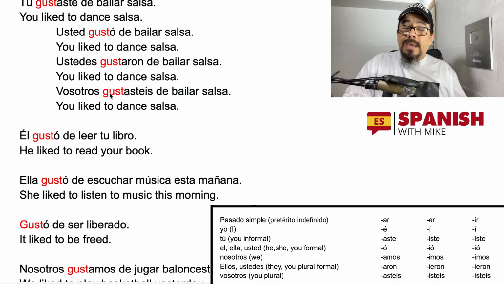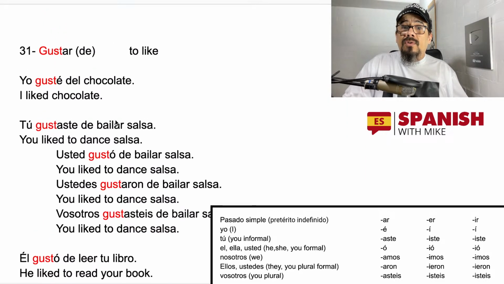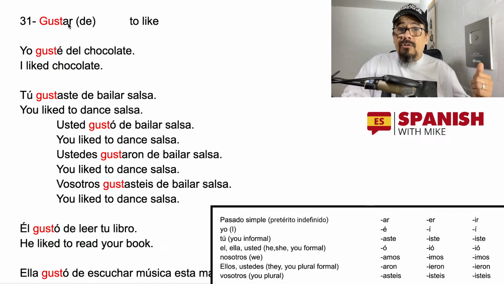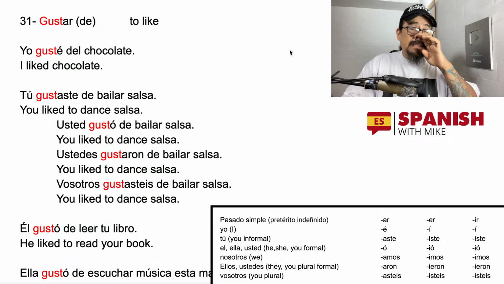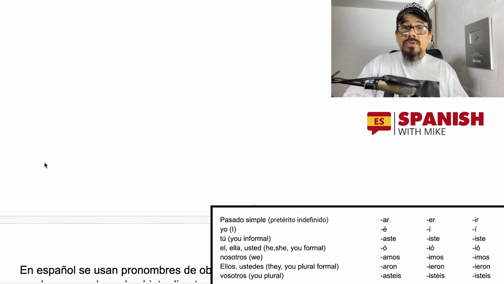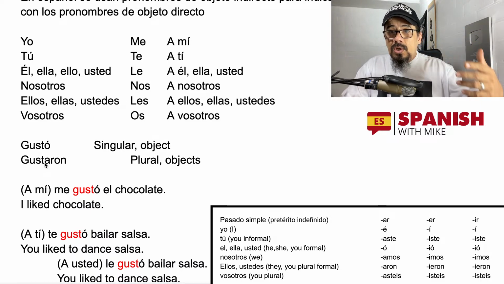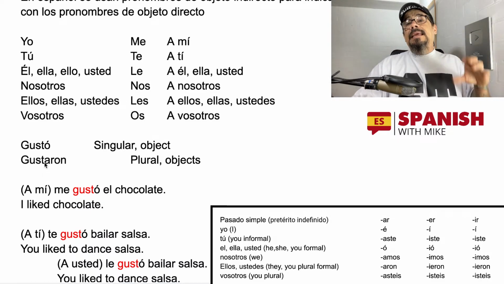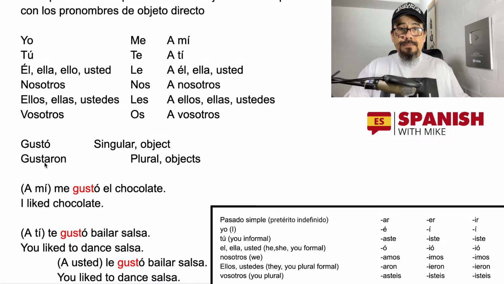You see, what we are doing, remember, is we keep the root of the verb and we change the ending depending on the subject. If the verb ends in R, we use the first column. For vosotros, you can see the last one, asteis. Vosotros gustasteis. That's the key to this. The key to mastering this conjugation is to use the table there, repeat it, and get used to the conjugation, practicing and learning.